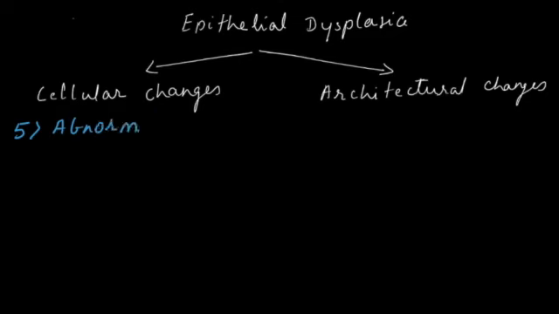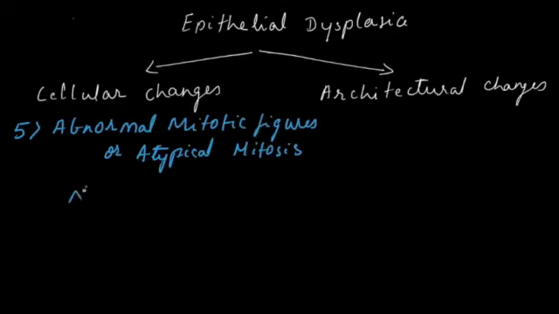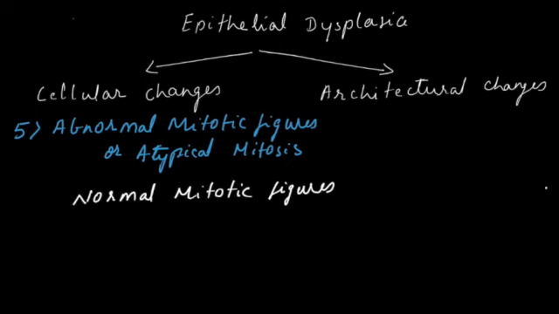The fifth cellular change is the abnormal mitotic figures or atypical mitosis. Before we understand how the abnormal mitotic figures appear, let's understand how do the normal mitotic figures appear, the ones which are seen during the normal mitosis.